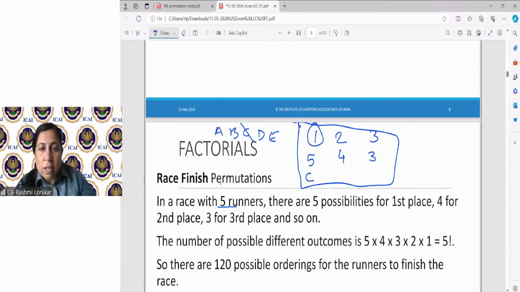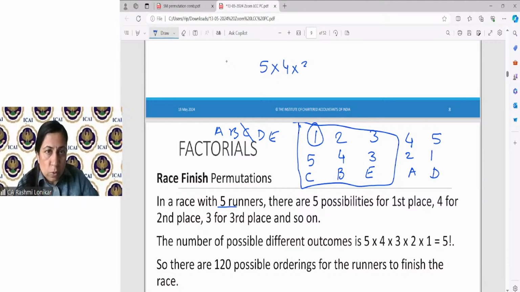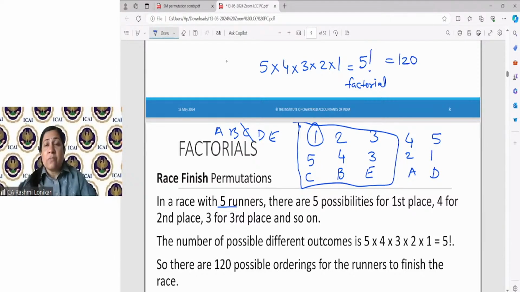But overall, there will be a 4th place and there will be a 5th place. So suppose B is coming second, E is coming third. Then who will come fourth? Either A or D. So suppose A has come and then D has come. So for 4th place, there are 2 people available, and for 5th place, 1 person is available. So 5 into 4 into 3 into 2 into 1 is written as 5 and the exclamation mark, which is known as factorial. Which means there are 120 ways in which you can have different orders for the race to finish.